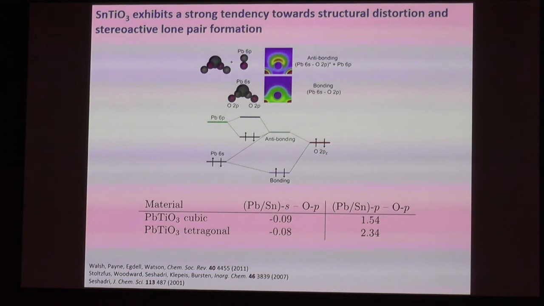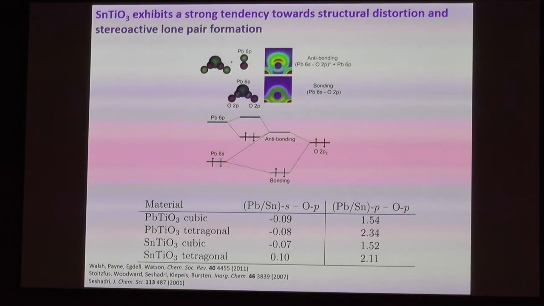So in lead titanate, when you go from the cubic to the tetragonal phase, that SOP interaction becomes slightly less antibonding. But in tin titanate, you go from being antibonding in the cubic phase to bonding in the tetragonal phase. So the tin 5S states are closer in energy to the oxygen P states than the lead 6S states are. And so that interaction is stronger, and you end up with a larger structural distortion.